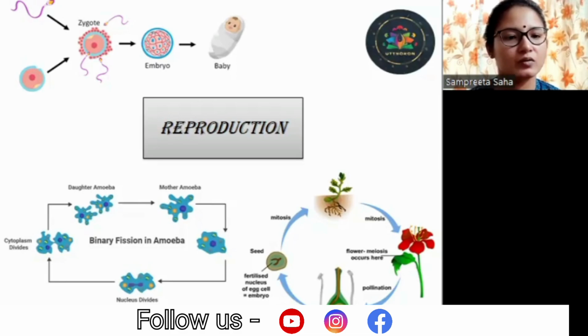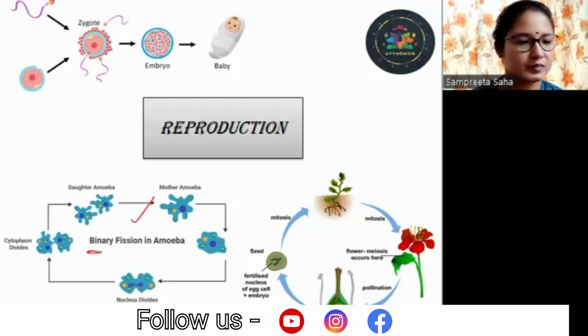Next, you can see amoeba. So amoeba over here is displaying binary fission. So what is binary fission? As the word suggests, binary means two. Bi, that stands for two. So from one amoeba parent cell, we are getting two daughter cells. So this is binary fission exhibited by amoeba.